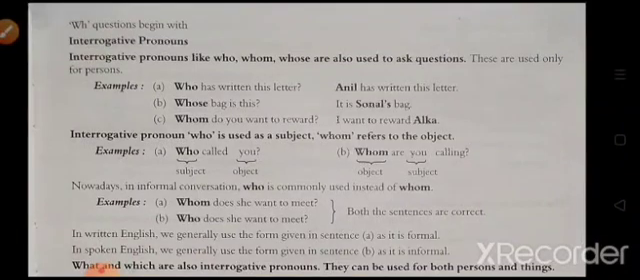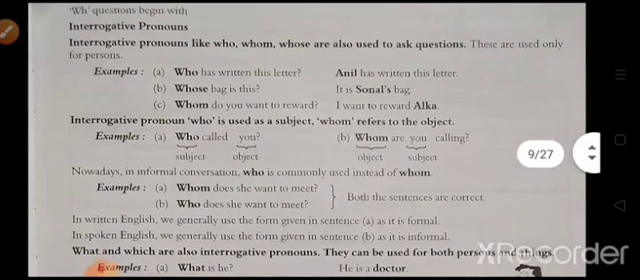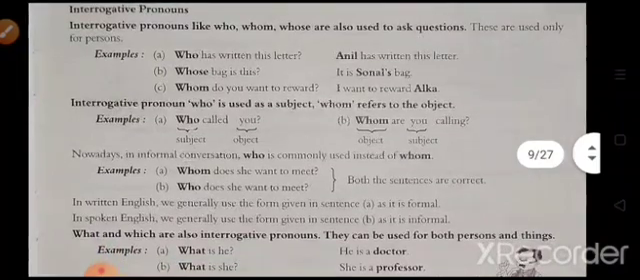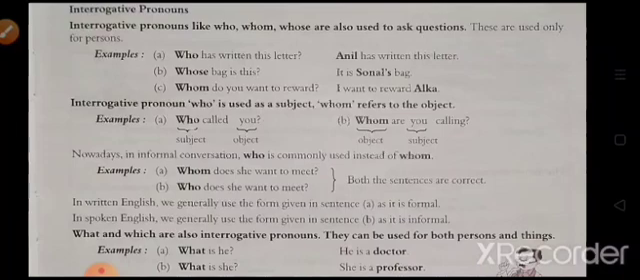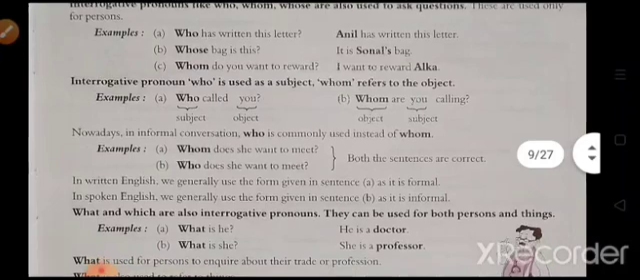Interrogative pronouns like who, whom, whose are also used to ask questions. These are used only for persons. Who has written this letter? Anil has written this letter. Whose bag is this? It is Sonal's bag. Whom do you want to reward? I want to reward Alka. So the interrogative pronoun who is used as a subject. Whom refers to the object. Now, who called you?